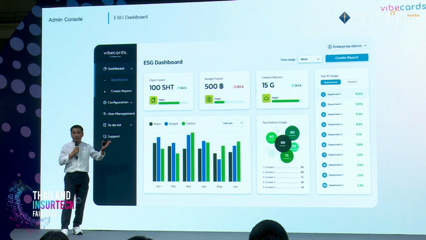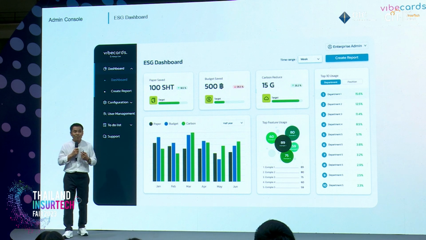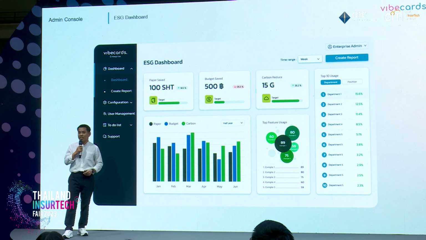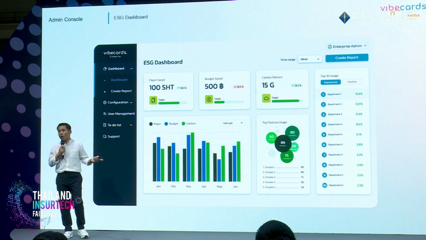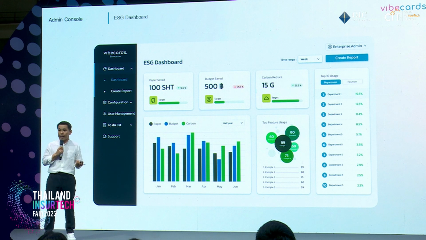And if your employees use name cards, of course it's paper, right? You can save a lot of paper. One card, many cards. So you can calculate ESG score like this. So the solution is vibe cards.